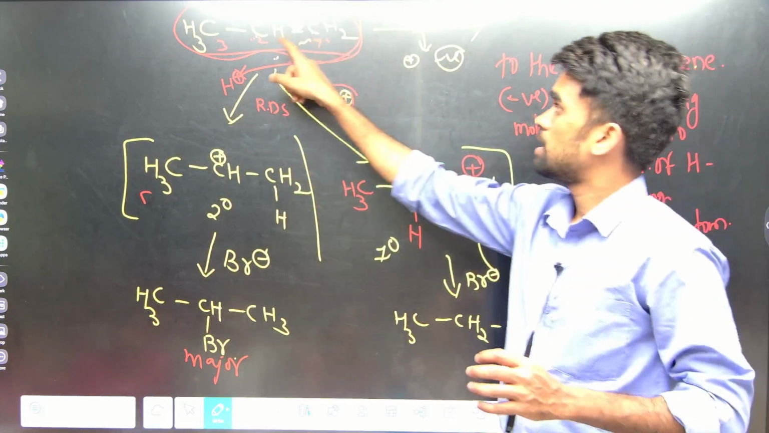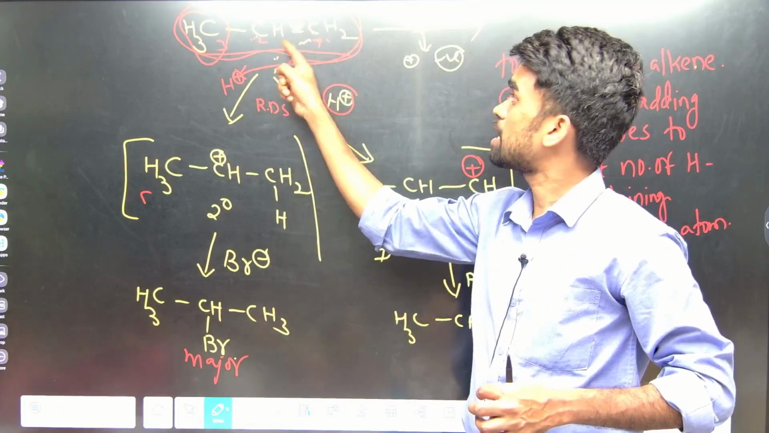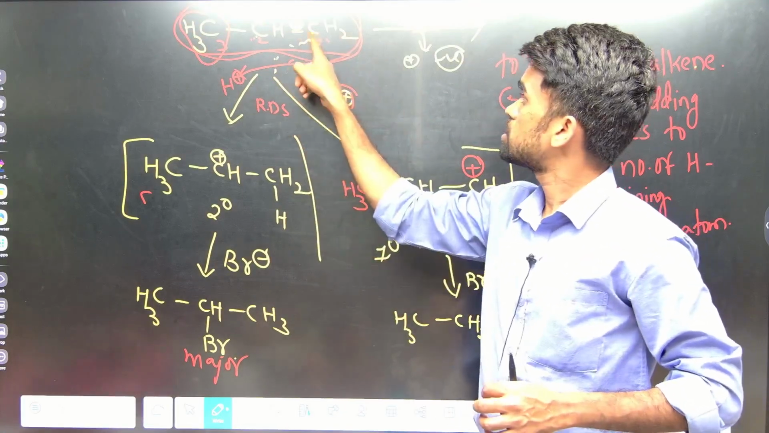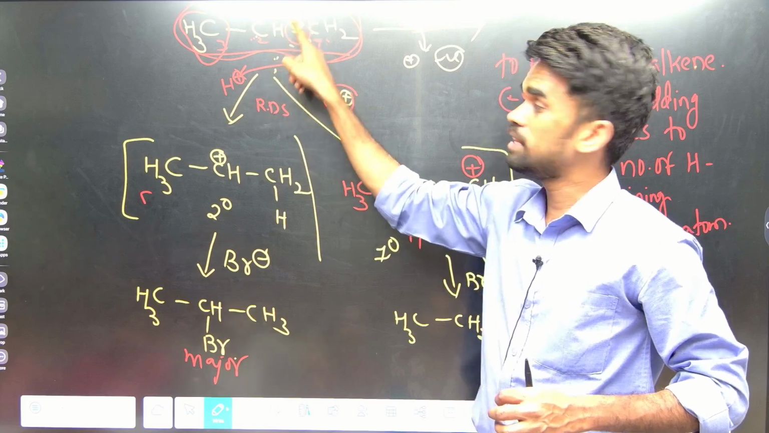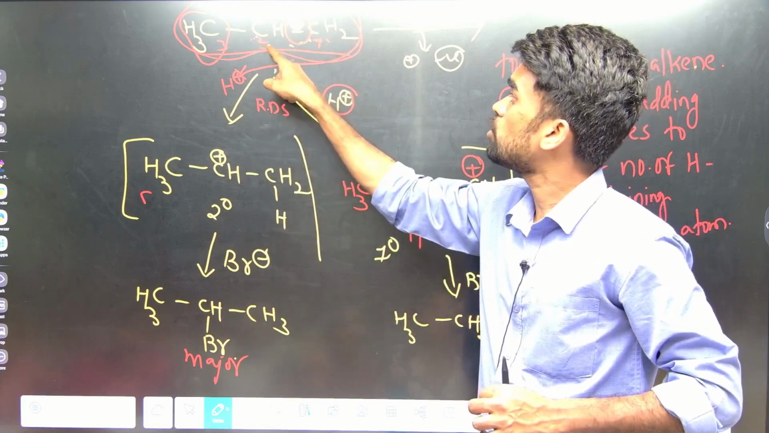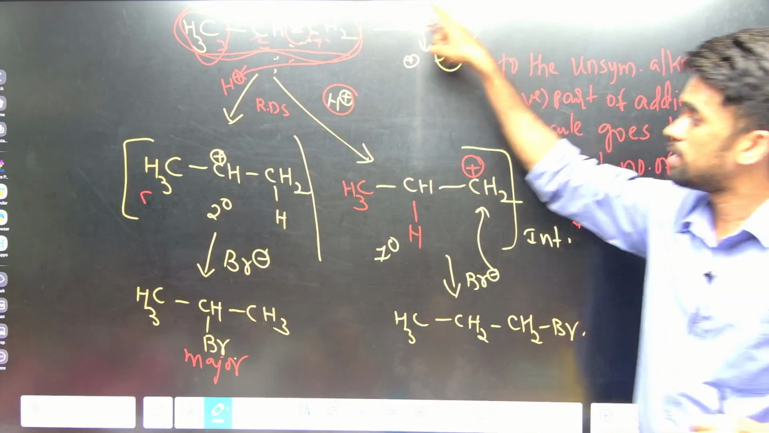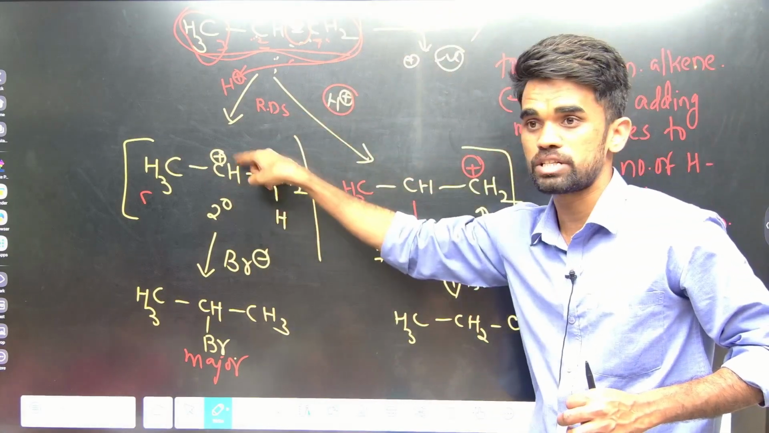It means don't consider this carbon. Wherever you have a double bond, those carbons you consider. These two carbons we have a double bond. In that, which is having the least number of hydrogens? There you add the negative part. What is our negative part in the molecule? That goes to the least number of hydrogen containing carbon.